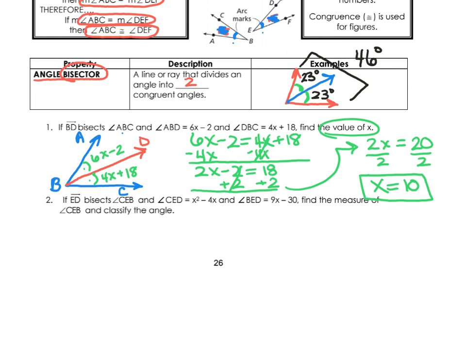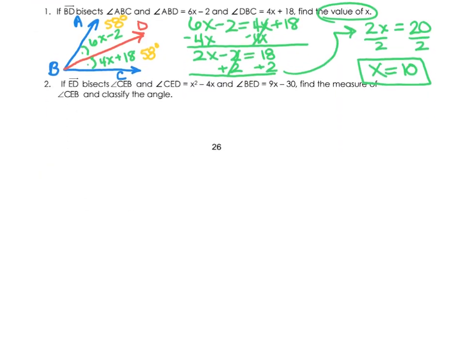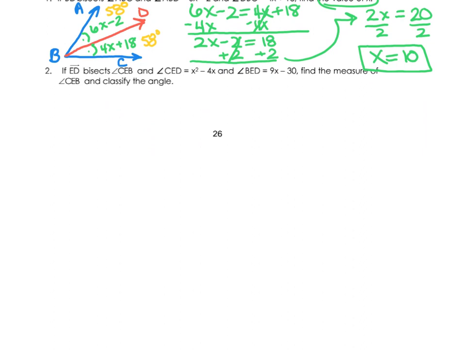In fact, 6 times 10 is 60. 60 minus 2 is 58 degrees. And 4 times 10 is 40. Plus 18 is also 58 degrees. Okay, and so that's a good double check. All right, question number 2. If ED bisects angle CEB, so again, we're going to start off with an angle, either acute or obtuse, it does not matter. We do not know, but don't make it right and don't make it straight, because then you're assigning either a 90 or a 180 to it.